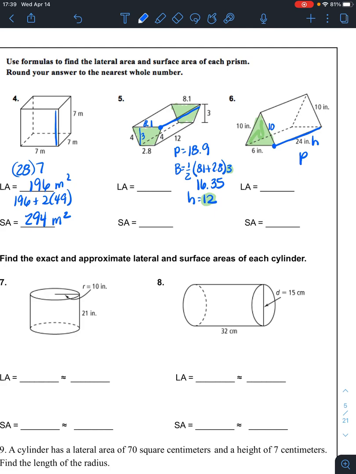I can find that 10 plus 10 plus 6. So my perimeter is 26. Now I need my big B, my area of the base. So totally ignore the rest of the shape and just look at the green triangle. So I need the area of this triangle. Well, I need a height in order to be able to do that. So that's 3. So I need to use Pythagorean theorem to find that.